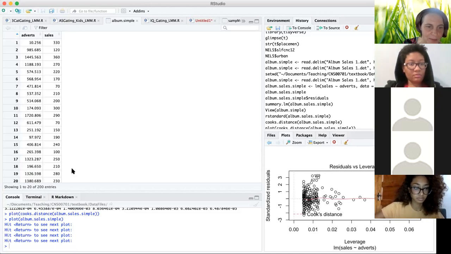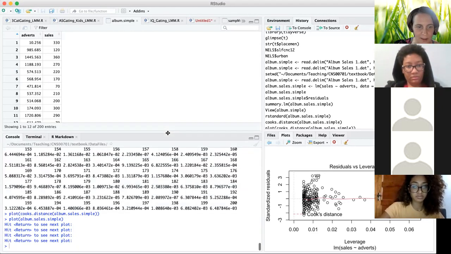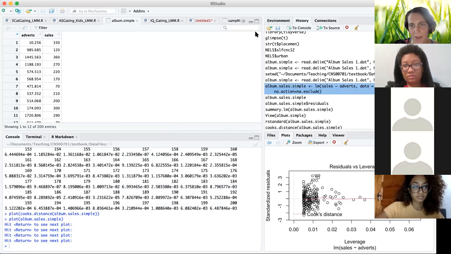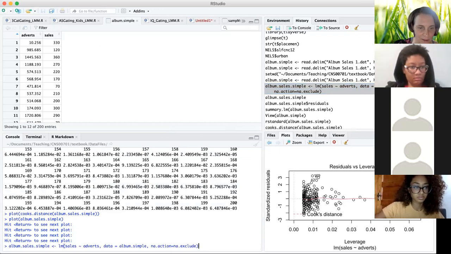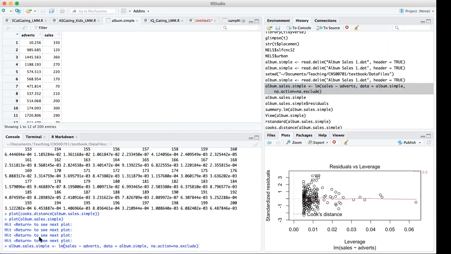Okay. If you want to fit the model, all you need to do is type the command. You can call it whatever you want, so let me change that here.